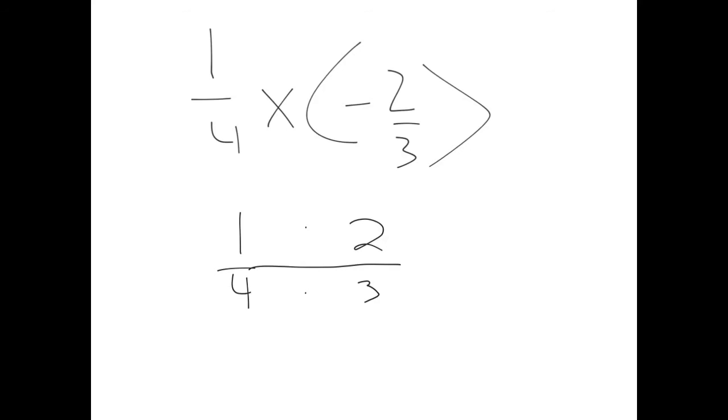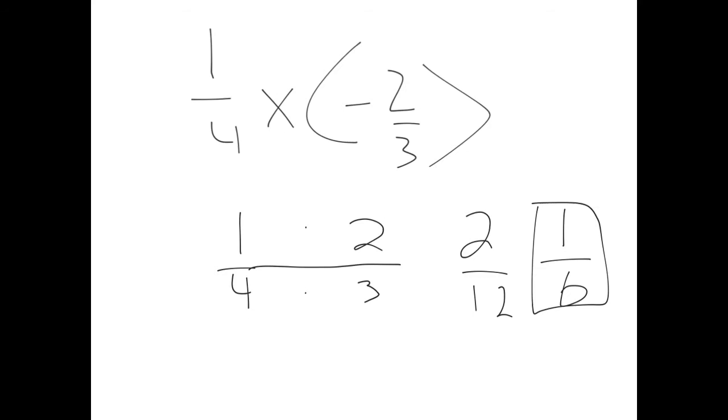So what you want to do is multiply, so it'll be 2 over 12, but you can reduce that, so it'll be 1 over 6. But there's one extra thing. You're going to want to remember the negative. So put the negative there, and then box your answer. So the final answer is negative 1/6.